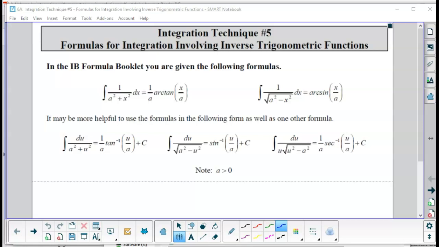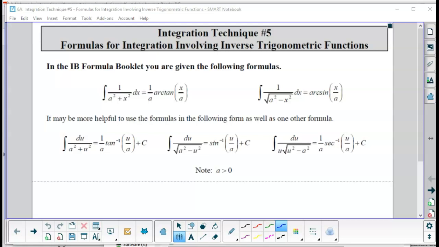All right, so we're looking at another integration technique. These are in your IB formula booklet. So it's posted on Schoology, or I'll give you a copy. So take a look at them.